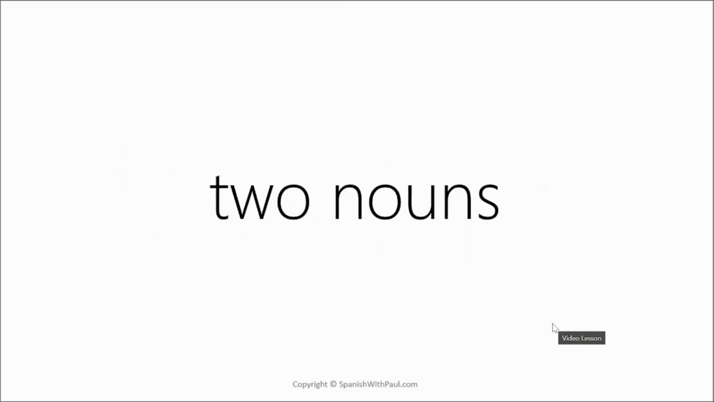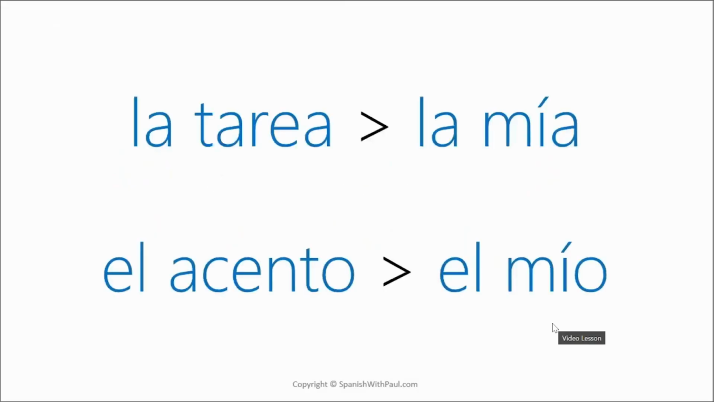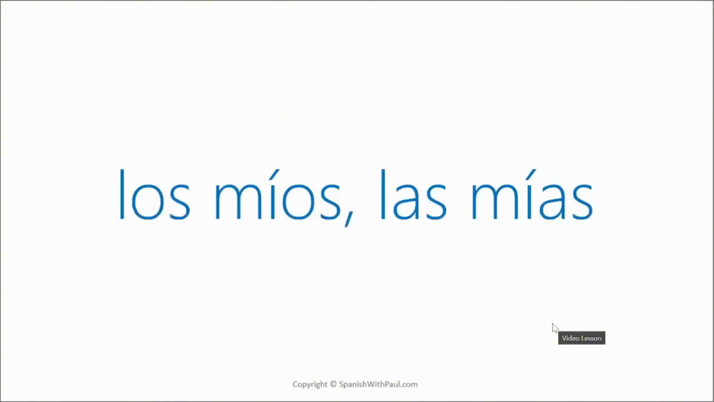So far we have 2 nouns, so 2 examples. The first one was la tarea. So for the word mine, we went with la mía. Then in the second example, we had el acento. And for mine, we would go with el mío. This means we have 2 possibilities left for mine. These are the plurals, masculine and feminine, los míos and las mías. Let's try to use them.